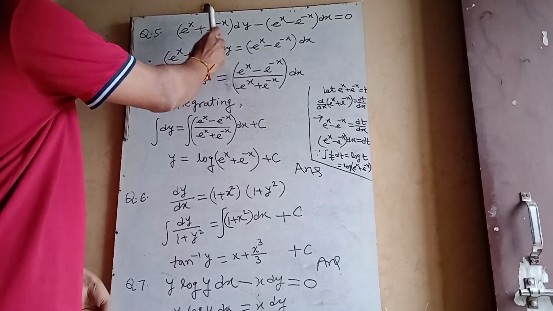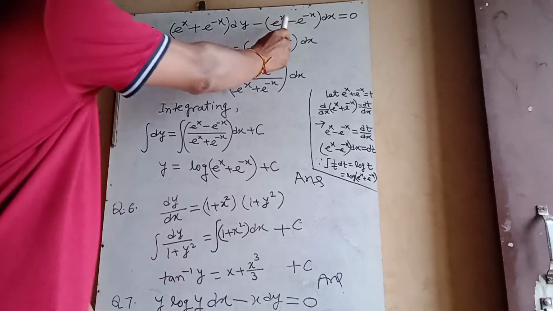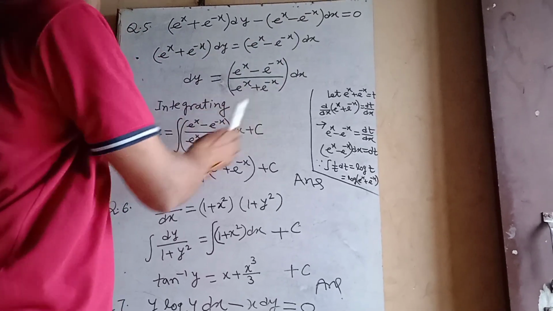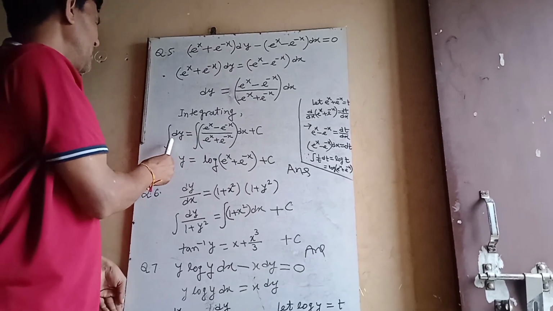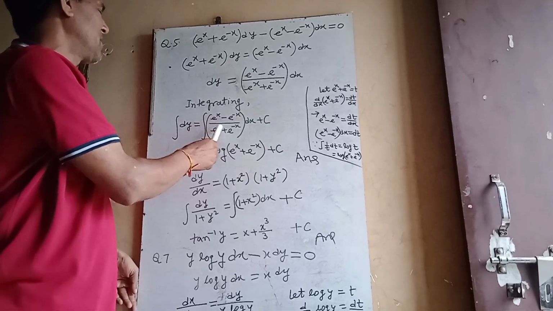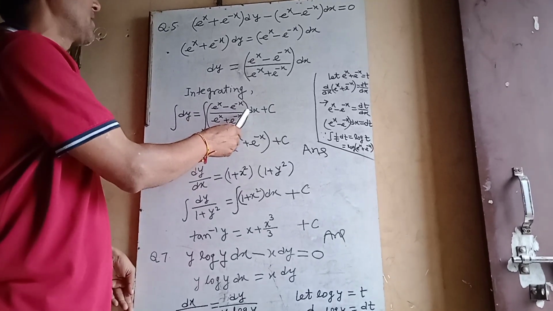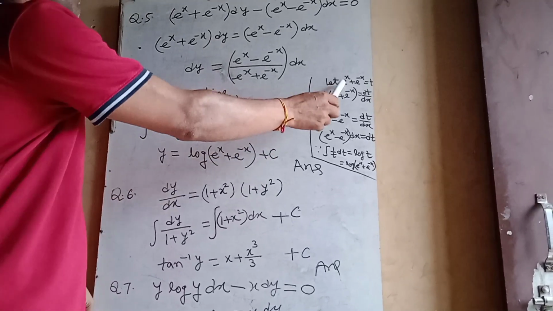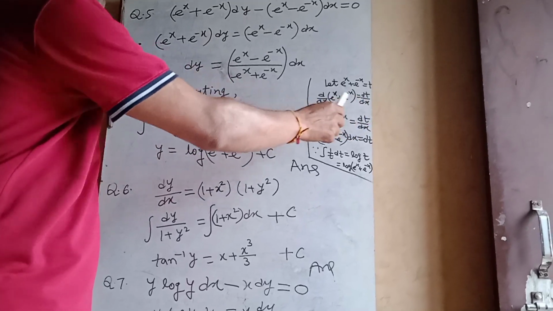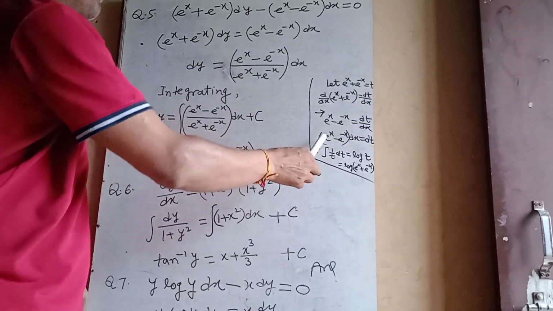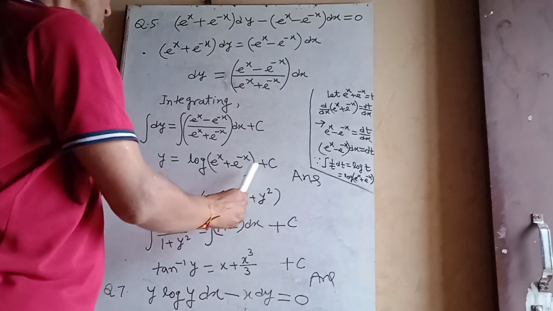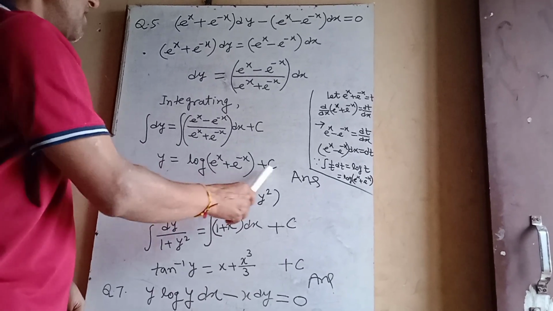Number 5, e to the power x plus e to the power minus x dy minus e to the power x minus e to the power minus x dx can be written as follows. And on integrating, integration dy equals integration e to the power x minus e to the power minus x upon e to the power x plus e to the power minus x dx plus c. Take e to the power x plus e to the power minus x equals t. On differentiating with respect to x, you will have e to the power x minus e to the power minus x dx equals dt. So this will be the integration and answer.